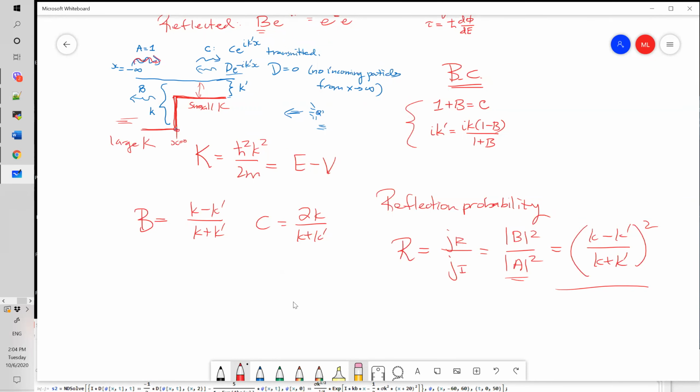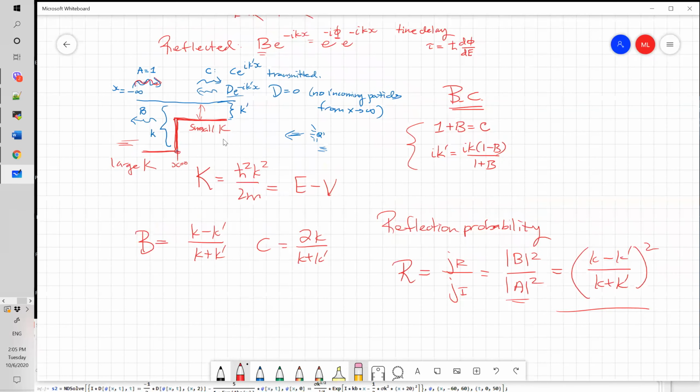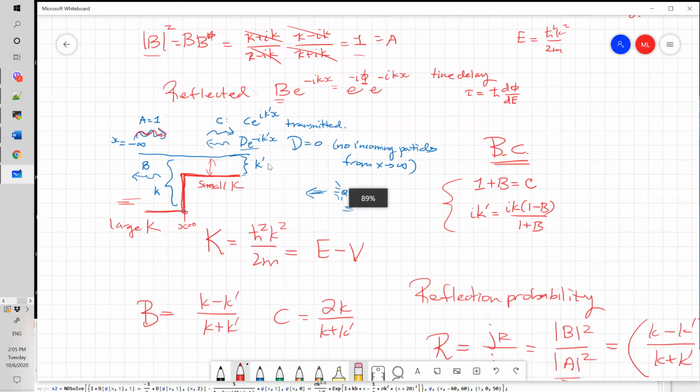So that's the physics of it. So nothing is being transmitted. Or what did you say? What do you mean by D equals 0 there? What do I mean by what? D equals 0. So you said no incoming particles. That's because the particle is at infinity and it shouldn't exist at infinity.